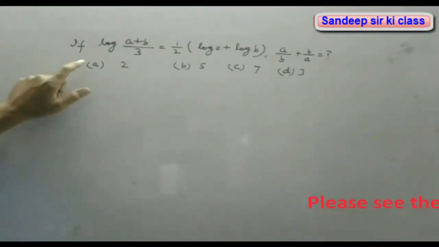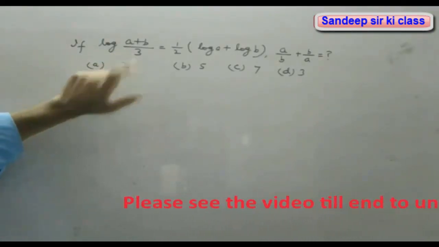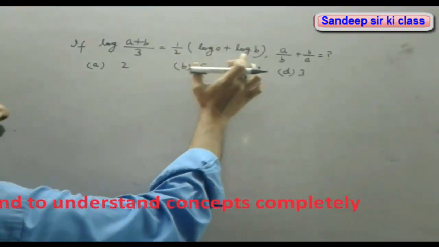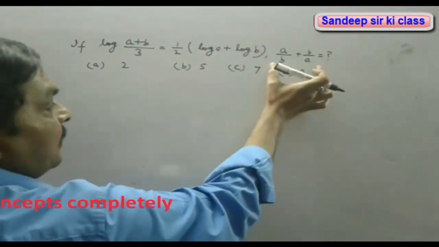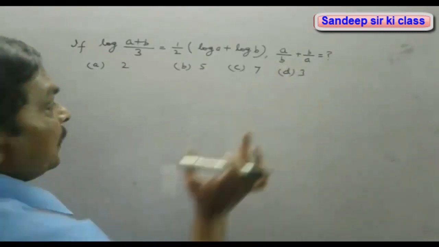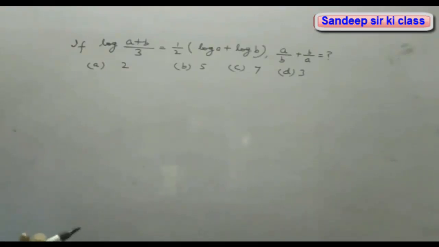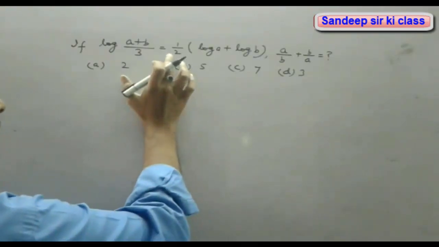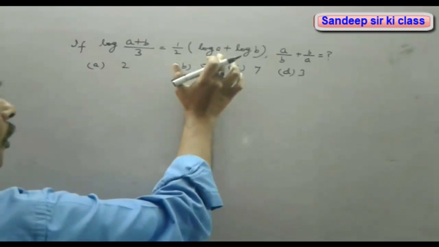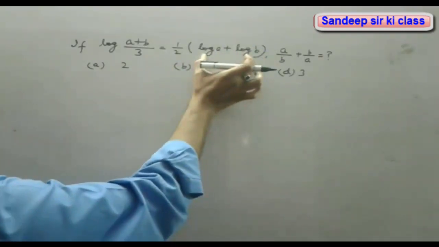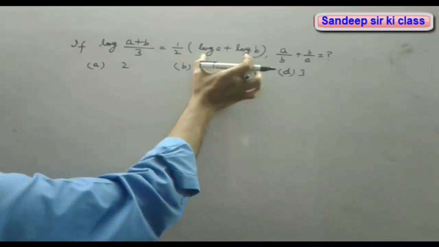Our next problem is log (a plus b)/3 is equal to 1/2 (log a plus log b). Then what is the value of a/b plus b/a? And these are the options given to us. Now here we see on the right hand side we have 1/2 (log a plus log b). And log a plus log b can be written as log ab.